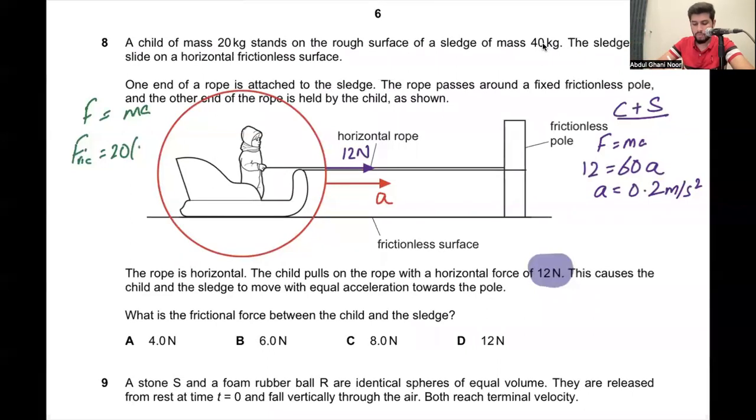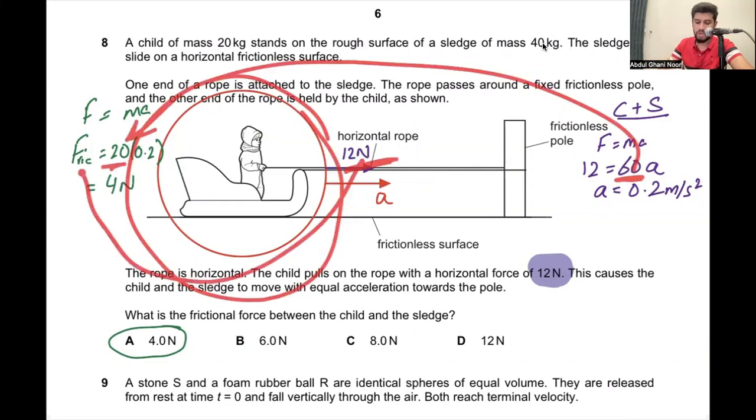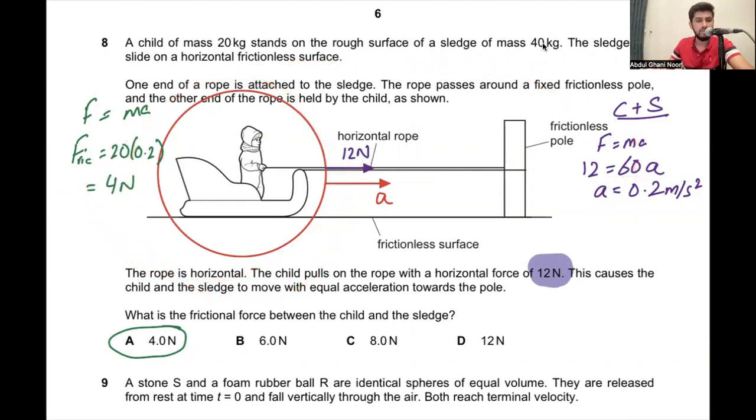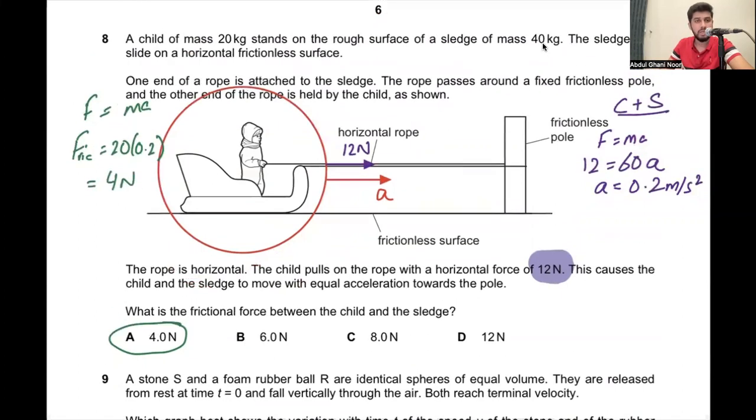So the acceleration is 0.2 meters per second squared, and that gives you 4 newtons. So what is the frictional force between the child and the sledge? It's 4 newtons, right? Or you could have also said that the total force on these two is 12 newtons when the total mass is 60. The mass of the child is 1/3, so obviously the force on the child will also be 1/3 because their acceleration is constant. That was question number 8.